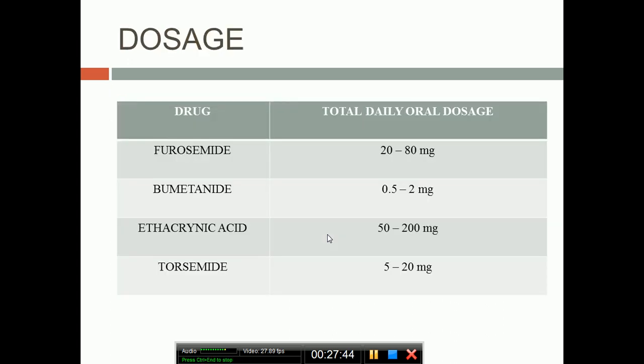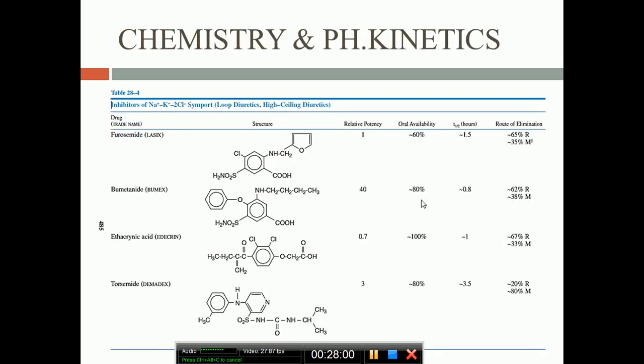These are the doses. For example, furosemide's total daily oral dosage is 20 to 80 milligrams. It's between that. Bumetanide is the most potent of all these, so that is why the lowest dose is used. It's 0.5 to 2 milligrams, because its efficacy, relative potency, you can see, is 40.